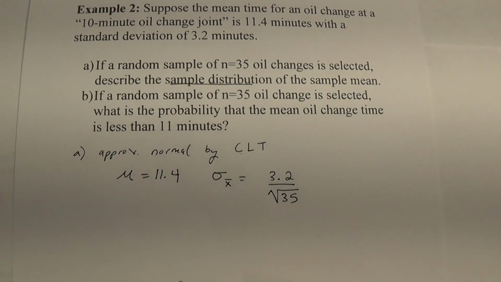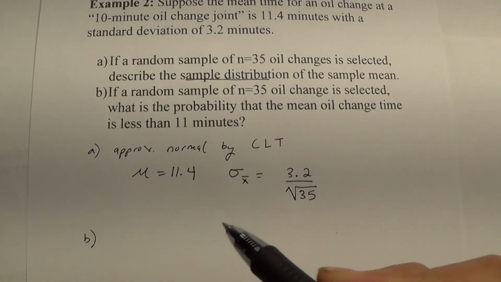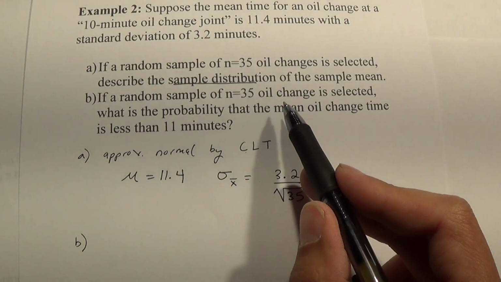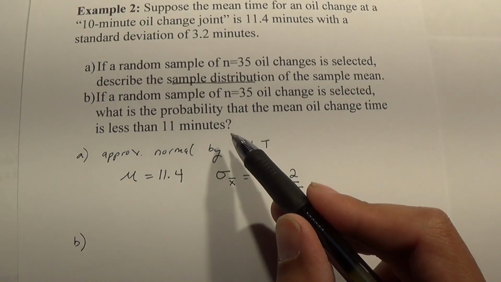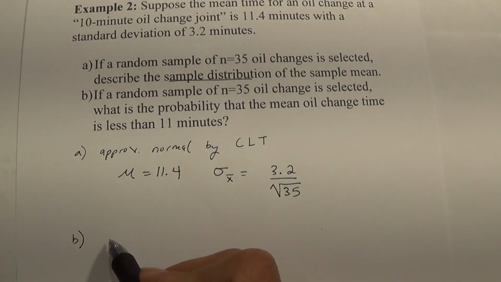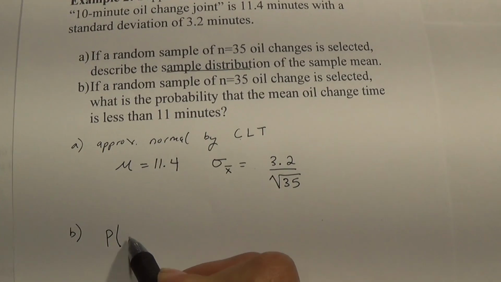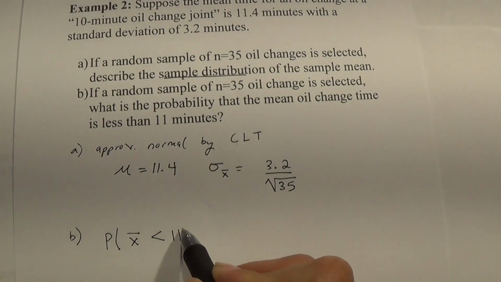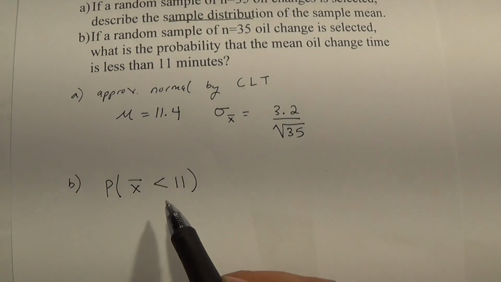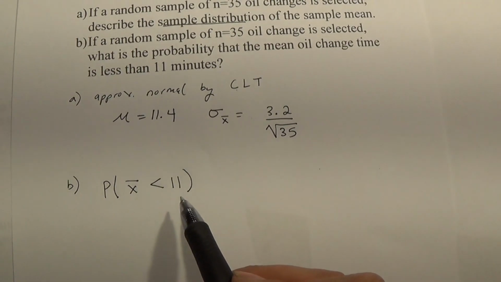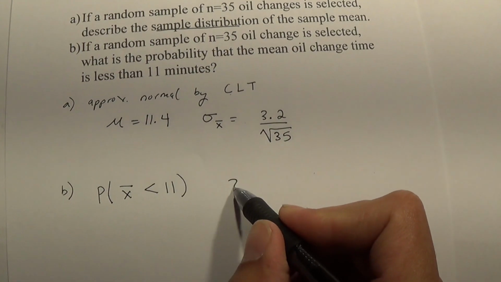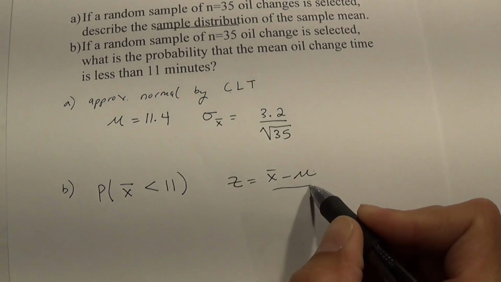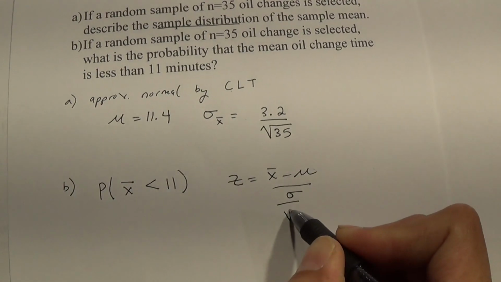In part B, we're asked to find the probability that if we select 35 oil changes, the mean will be less than 11 minutes. So we want to find the probability that X bar is less than 11 minutes. Now we have to convert this X bar to a Z score. We need to use the formula Z equals X bar minus mu divided by sigma over the square root of n.